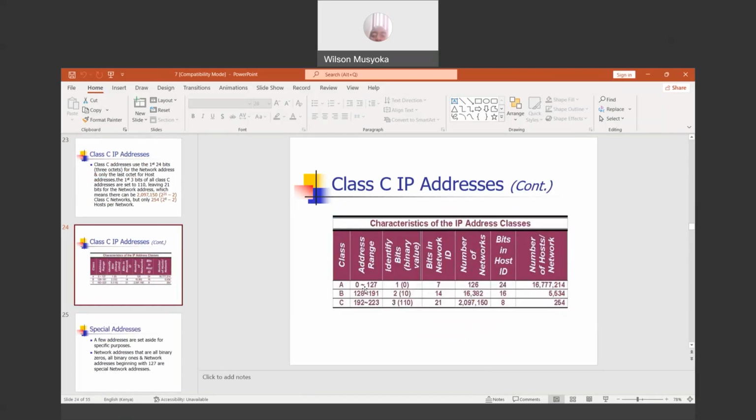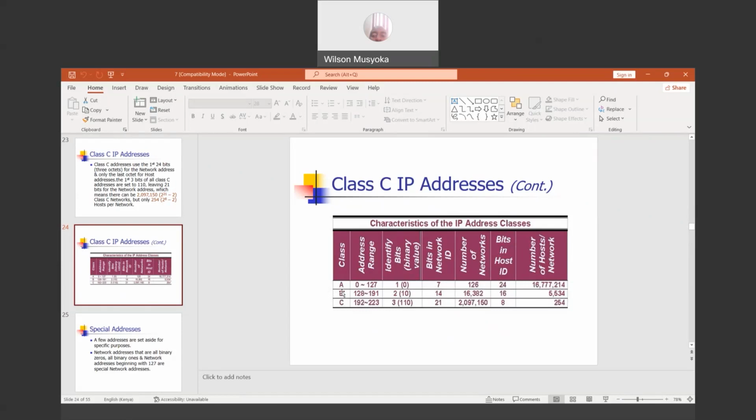So for class A, you have 0 up to 127, because we have said 127 is a special purpose address. The bits in the network ID are 7, and the number of networks is 126. The host ID is 24 bits, and then you have a total of 16 million hosts on the network. Then class B, and this is where it needs to make sense.